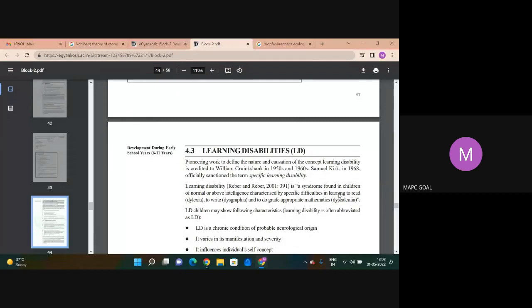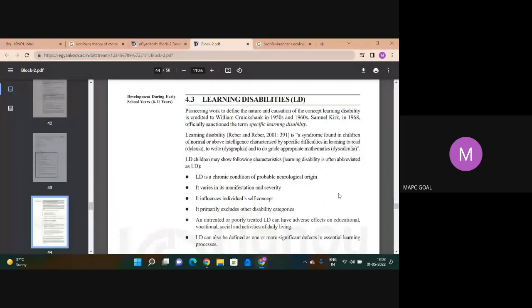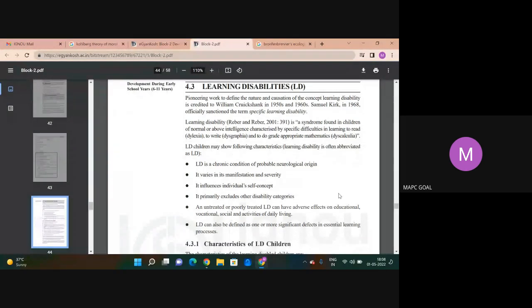Now, what is learning disability? There are certain kinds of learning disability that have been defined, and a lot of work has been done since 1950 by William and Samuel and many other researchers. Reber and Reber, 2001, define learning disability as a syndrome found in children of normal or above intelligence, characterized by specific difficulties in learning to read, to write, and to do grade-appropriate mathematics. There are three types of learning disability: dyslexia, dysgraphia, and dyscalculia. It is a neurological disorder in a brain area. We'll see a video also on this.